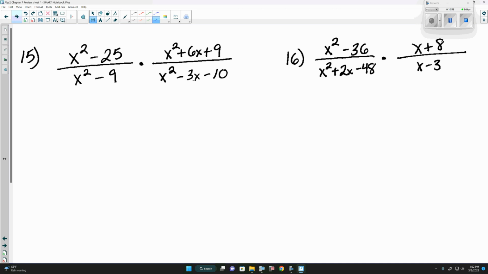15 or 16. We want to look at either one of these here. Do you feel good with multiplication? Yes? 15.